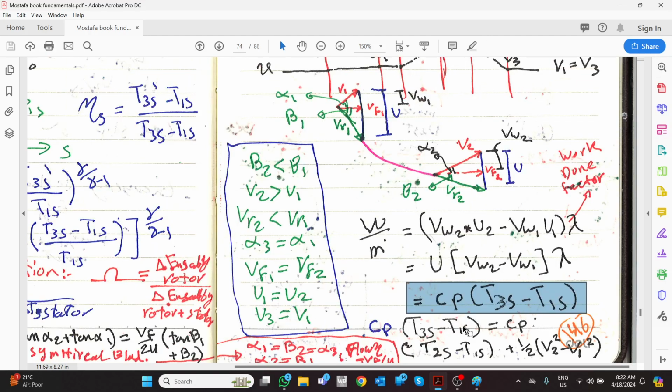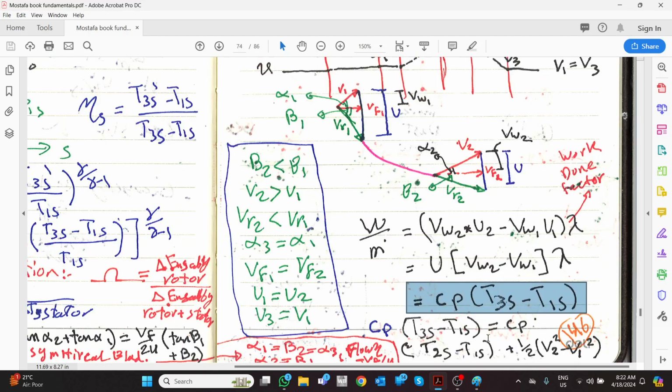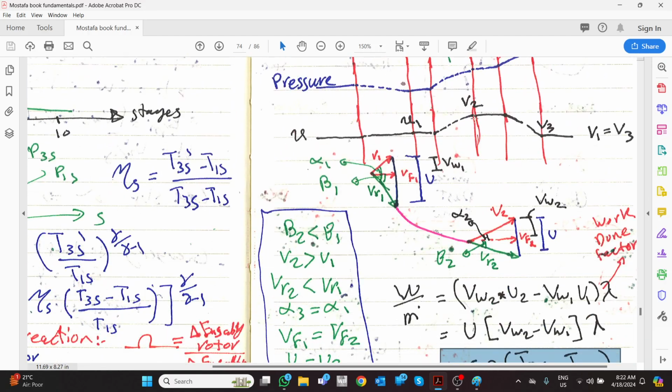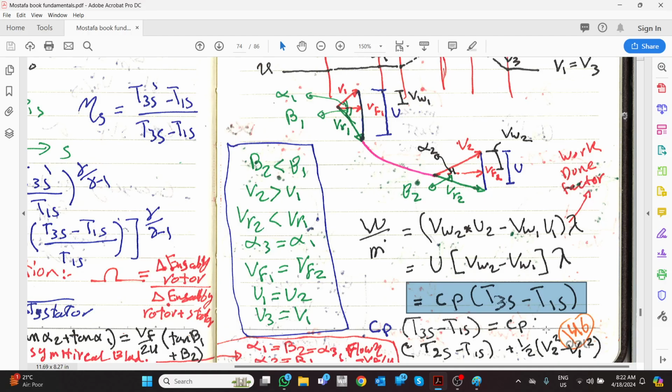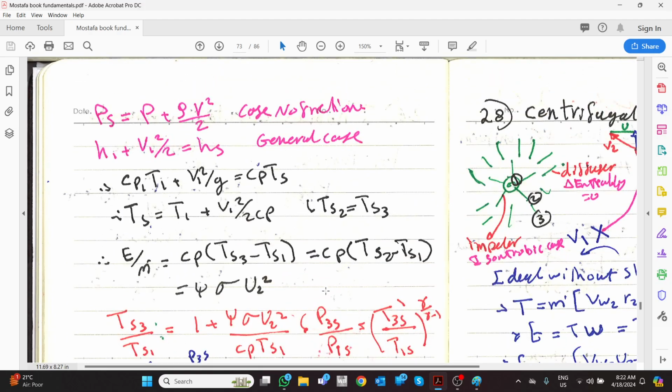But we know that this term is equal to this term plus the velocity term, which is between 2 and 1, which is the difference between 2 and 1. Okay, same as what we have done here before about the velocities.